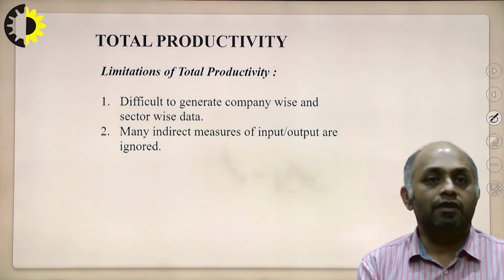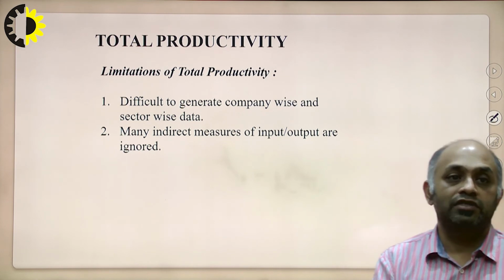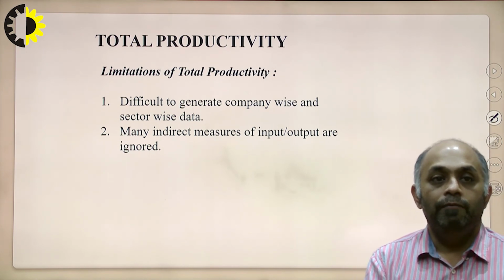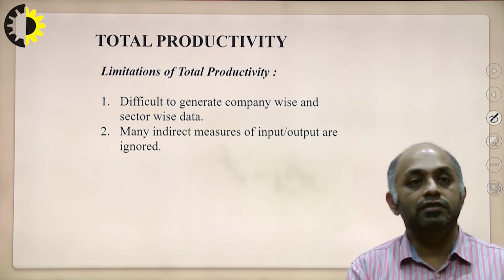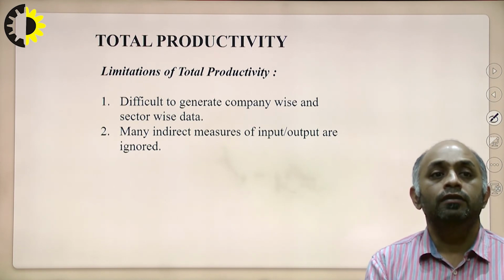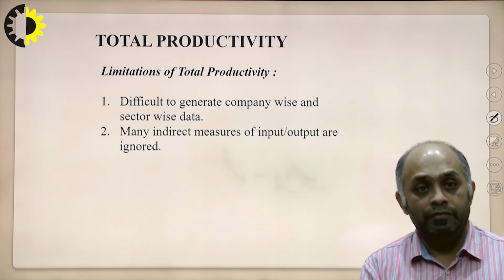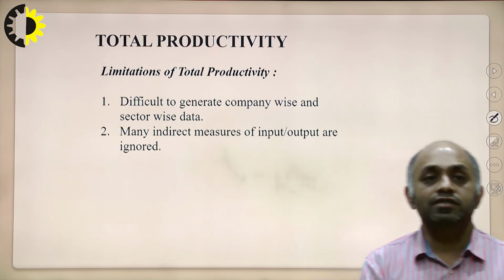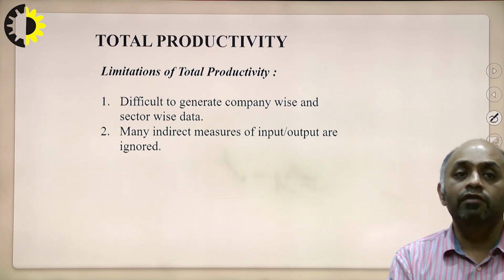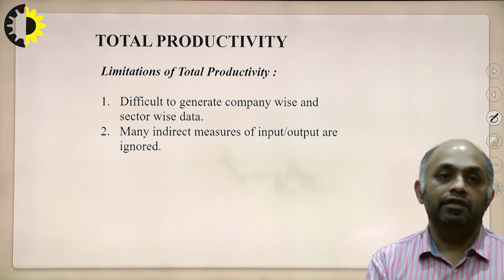So, limitations of total productivity: it is difficult to generate company-wise and sector-wise data. Many indirect measures of input and output are ignored. Here we can see that the input and output direct measures are what we take, whatever is accountable, but there are some indirect measures also which are basically ignored in this case.